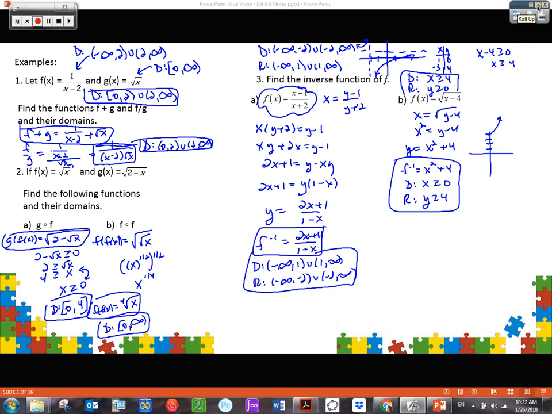So let's see if the domain and range makes sense. So it does make sense that x has to be bigger than 0. Does it make sense that y has to be bigger than 4 or equal to 4? Right, that works, right? Are we okay with that? Okay, great.